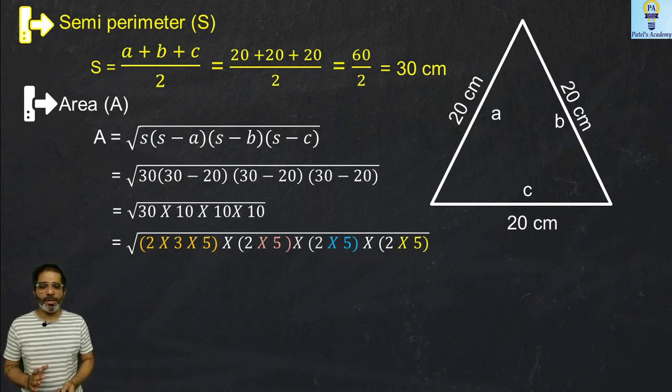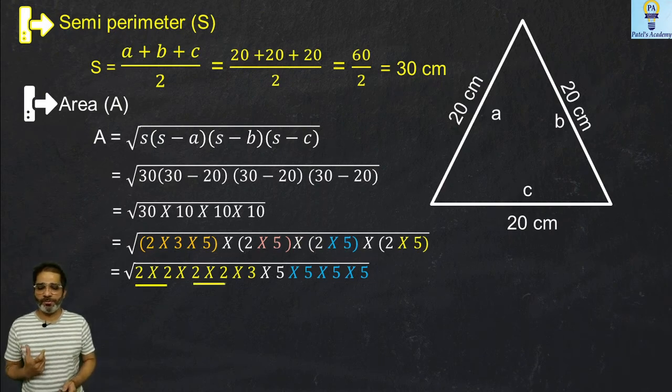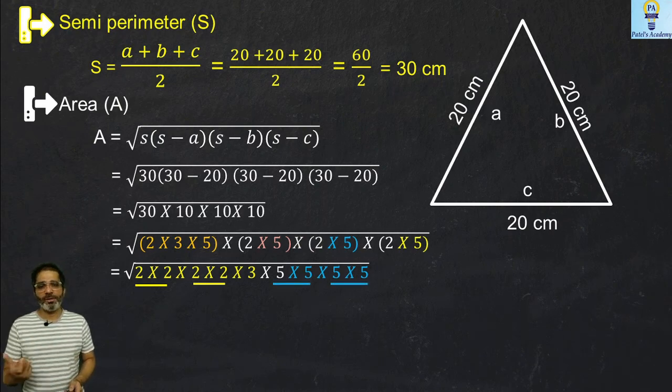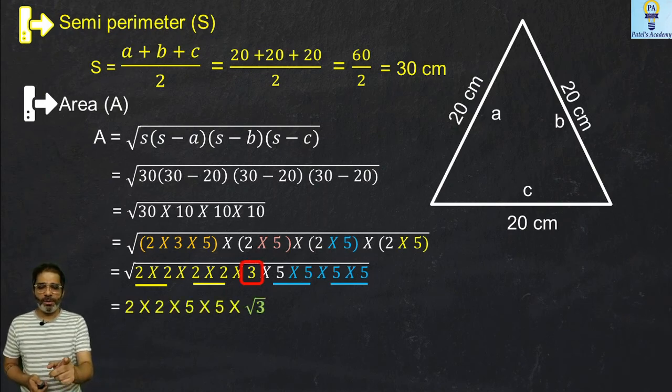Now what I'm doing, I'm bringing all the numbers together. I'm bringing all the 2's together. I'm bringing all the 3's. If you see, there is only one 3 over here, so I'm writing 3 only once, and then I'm bringing all the 5's together. Now if you see, I'm able to make 2 groups of 2, and 2 groups of 5, having two 5's in one group, or two 2's in one group. But what I see is that 3 is not making a pair. So that 3 is going to come as it is in the next step.